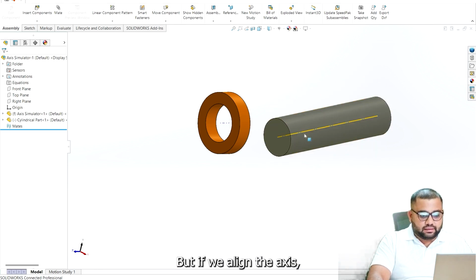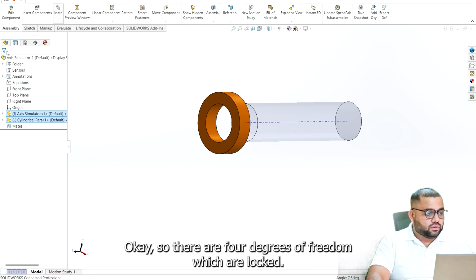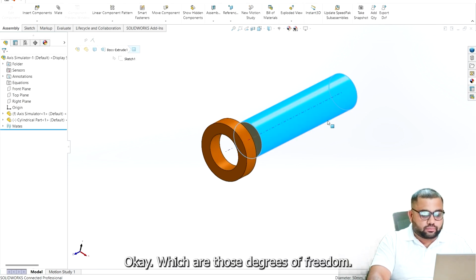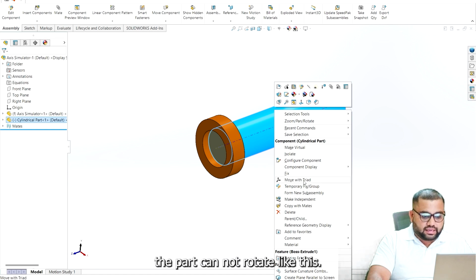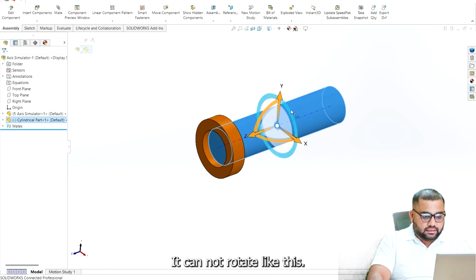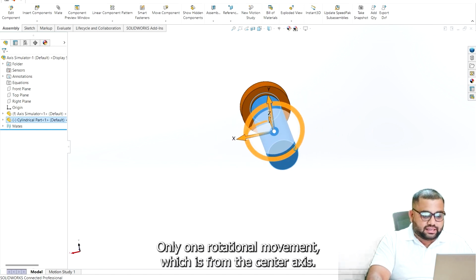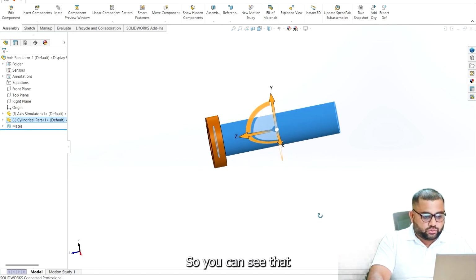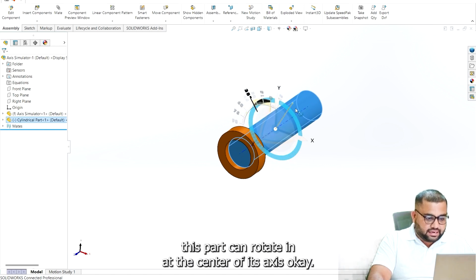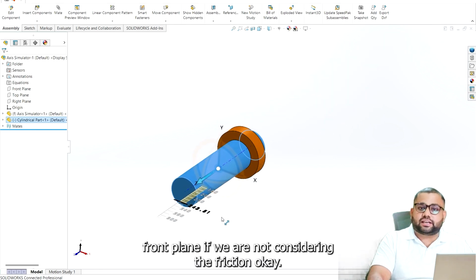But if we align the axis, if we are putting that onto the axis datum and making it okay, there are 4 degrees of freedom which are locked. Which are those degrees of freedom? The part cannot rotate like this. It cannot rotate like this. It cannot rotate like this. It cannot move like this. It cannot move like this. Only one rotational movement, which is from the center axis. So this is how the part can rotate. You can see that this part can rotate at the center of its axis. And this part can move in the front plane if we are not considering the friction.